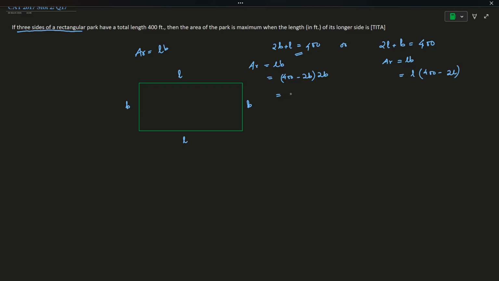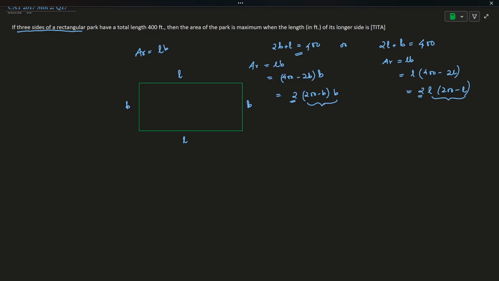Alright, guys, so I can take 2 common, right? This is not 2b, my bad, this will be b only. If I take 2 common, I will have 200 minus b, into b. Here I will have 2L into 200 minus L. Now guys, if you look at these two terms, 2 is a constant, so it won't bother me.